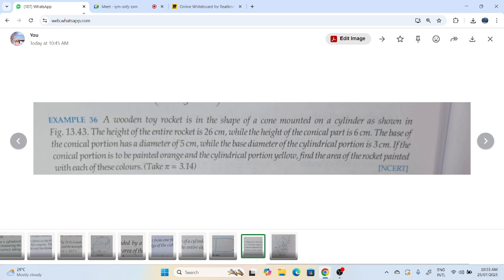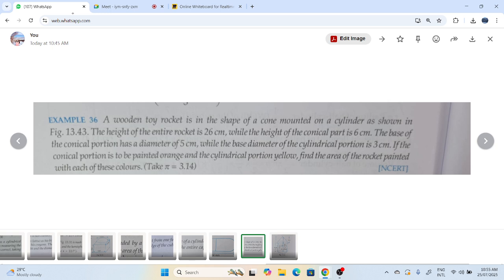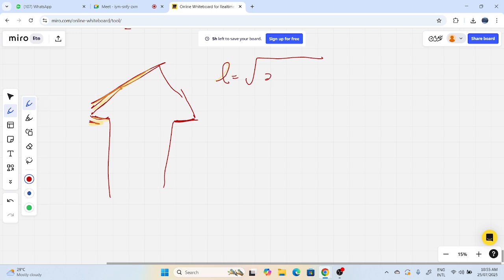How much is L coming for everybody? By now, people would have calculated L. Clive, how much is L? I'm still figuring it out. So how are you finding it? Under root. R is how much? Uncle, you share the question. I didn't write down the question. Come on, Clive. What are you doing? 2.5. 2.5 square. And what is the height?